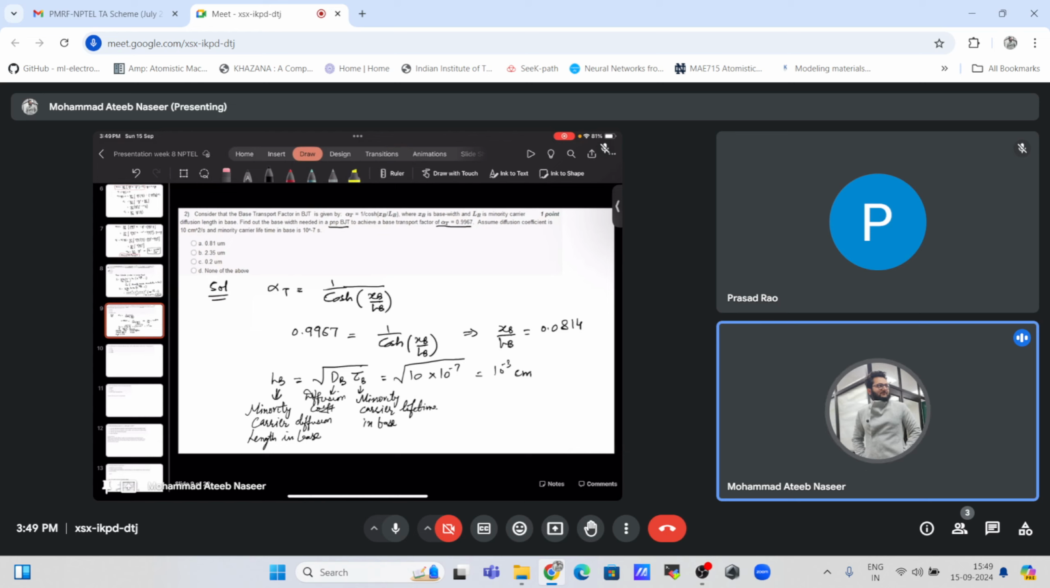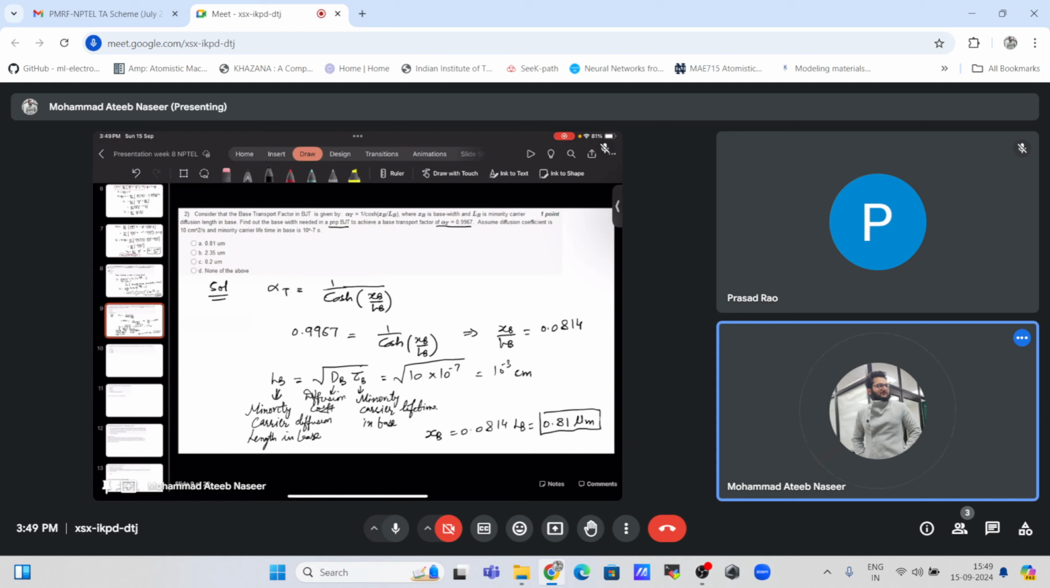Okay, so that is what we have got, the value of the lb, and from this the base width can be given as xb equal to 0.0814 times lb. It will be simply equal to this lb, which is 10 to the power of minus 3 centimeter, times 0.0814, which is 0.0814 into 10 to the power of minus 1 micrometer, so it will be 0.81 micrometer.